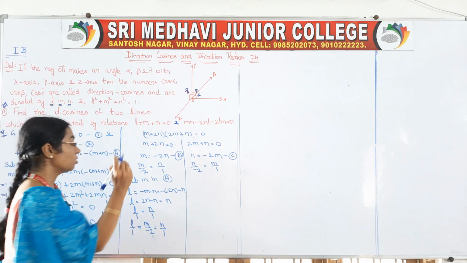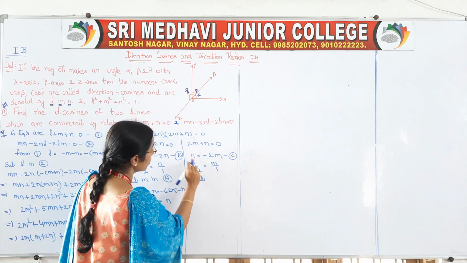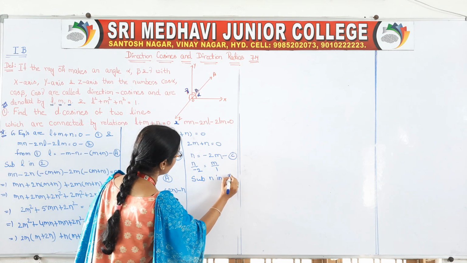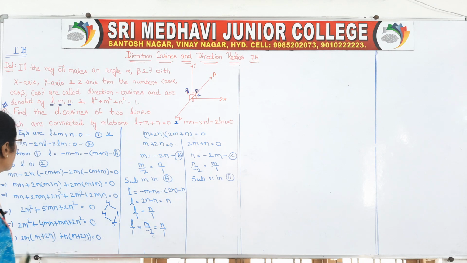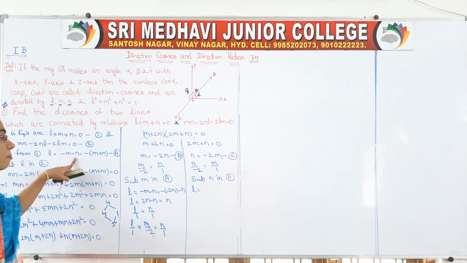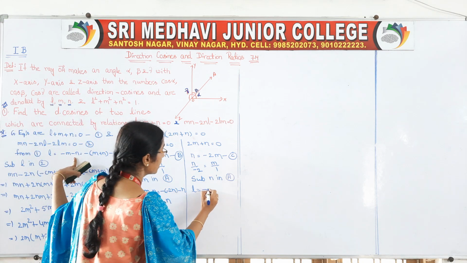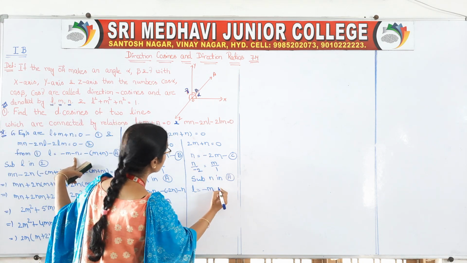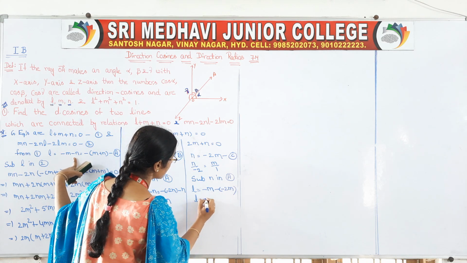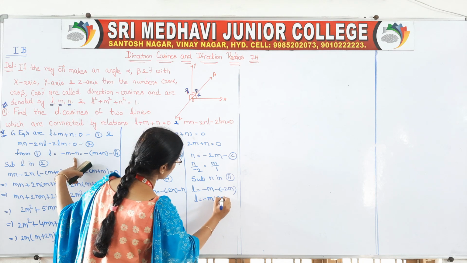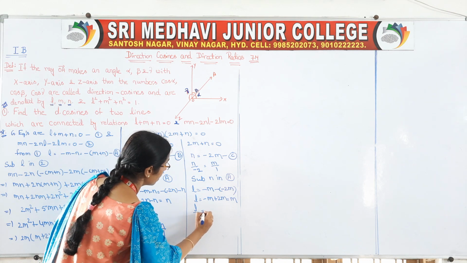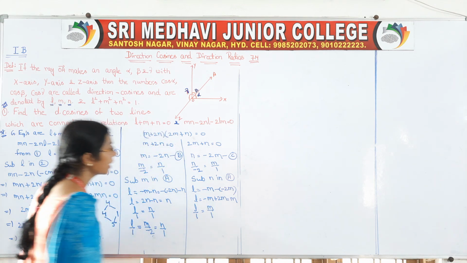Okay, so now substitute n value. Here we got n in which equation? Equation A. So what is your equation A? L is equal to minus m minus n. So minus m and your n is minus 2m, so minus of minus 2m. So L is equal to minus m plus 2m is equal to m. So we can write this as L by 1 is equal to m by 1.